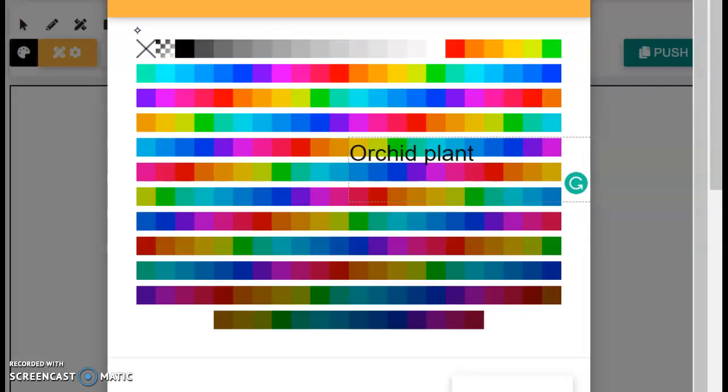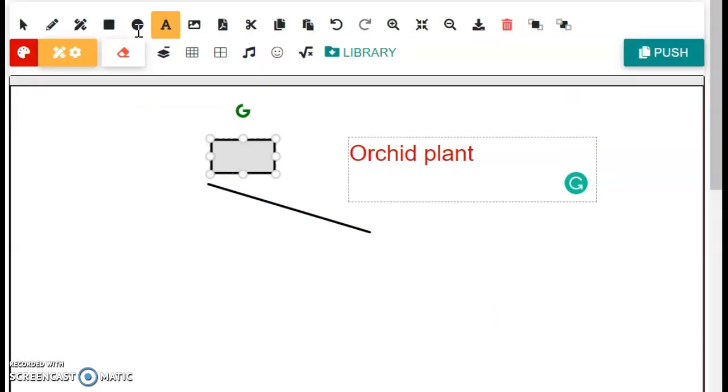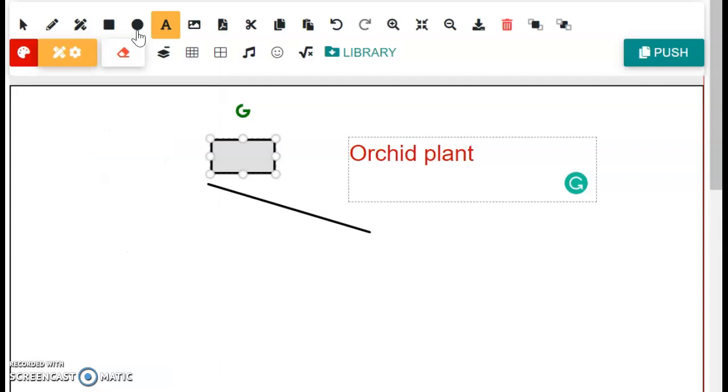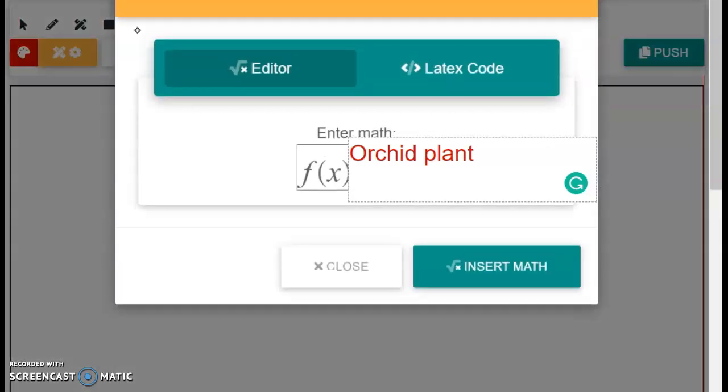Say if I want to do it in this red, I can change that orchid plant writing to red. This also allows you to change the font size as well as the line width, the filling style, opacity, all the different things like that. This allows you to erase, and this changes the background. This tool will be helpful, this square root sign with the X underneath. This is the math editor.